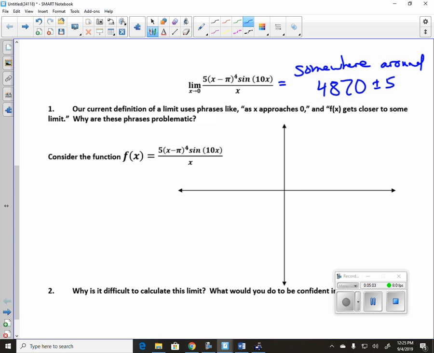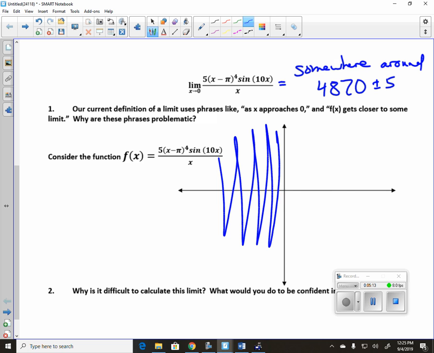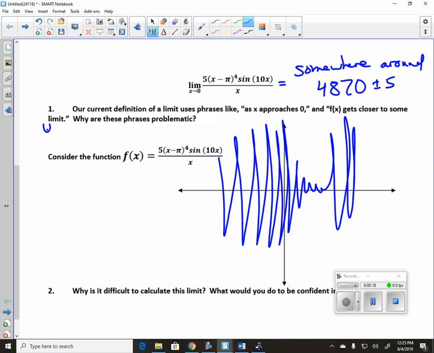So when we say our current definition of limit, the phrase we say is, as x approaches 0, f of x gets closer to some limit. And why are these phrases problematic? Well, these phrases are problematic for a few reasons. First, you have crazy functions, you bunch of crazy functions.